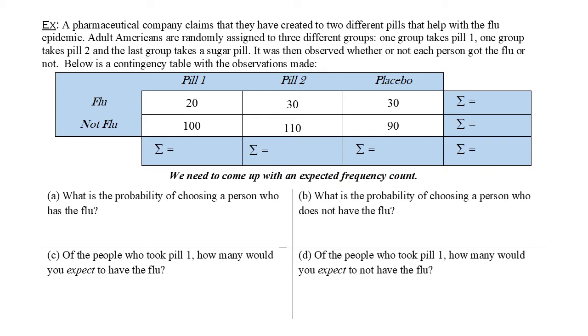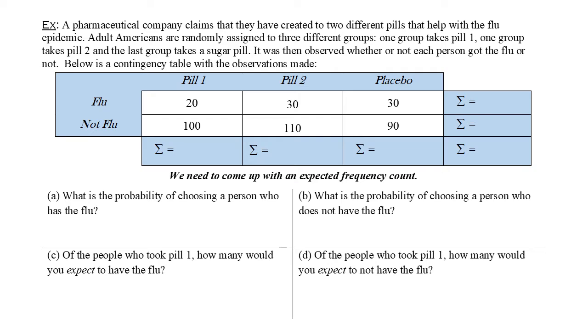And so these are the results of the experiment, and we can kind of see that with pill 1 we got 20 that got the flu and 100 that didn't get the flu. With pill 2 we got 30 that got the flu and 110 that didn't. And then with the placebo we got 30 that got the flu and 90 that didn't.